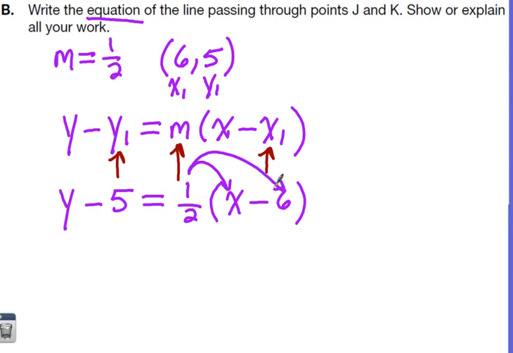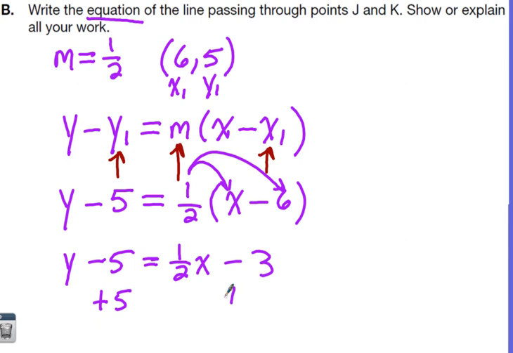slope-intercept form is first distribute to clear the parentheses. So 1/2 times x is 1/2 x. And then 1/2 times minus 6 is going to be minus 3. Now to finish putting it in slope-intercept form, which is basically getting y by itself, we would undo the minus 5, get rid of the minus 5 by adding 5 to both sides. And so that leaves y all alone, which we want.